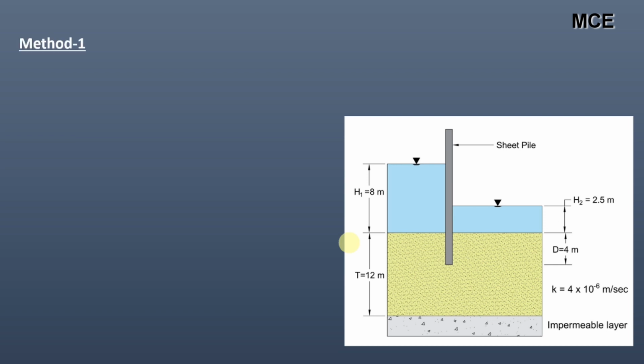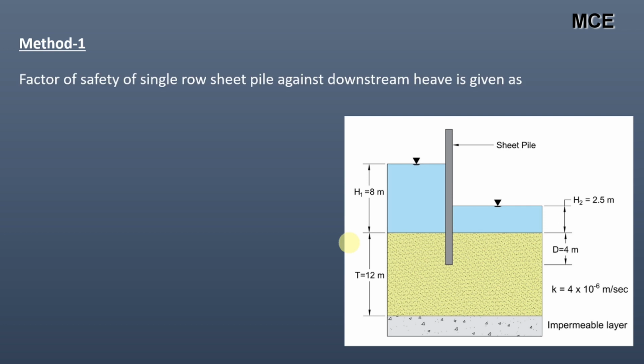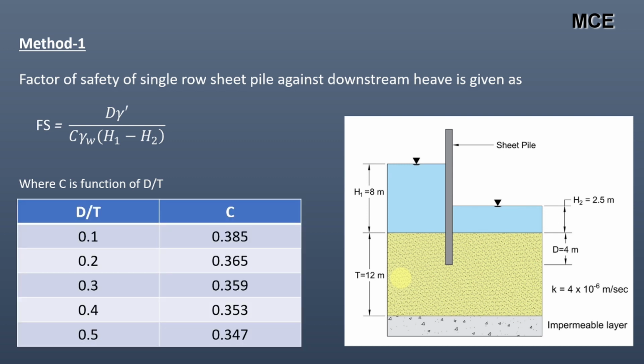The first method is based on flow net, and in this case the factor of safety against downstream heave is given as Fs is equal to D into gamma dash divided by C into gamma W into H1 minus H2, where C is a function of D by T, where D is the depth of embedment of the sheet pile into the soil and T is the thickness of the soil layer. The values of C against D by T are shown in the table below.